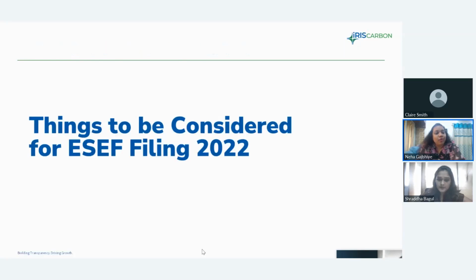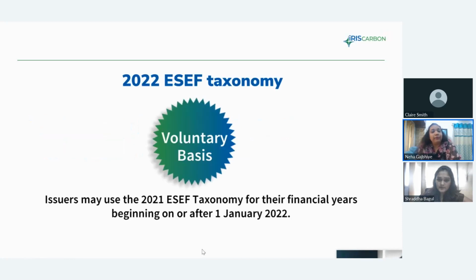Now let's see what the things to be considered for ESEF filing 2022 are from the latest taxonomy point of view. If you are using the 2022 taxonomy for your 2022 annual report, this is completely voluntary and not mandatory, which means you are still allowed to use the 2020 ESEF taxonomy for your 2022 annual report.